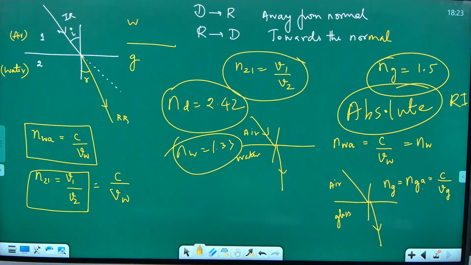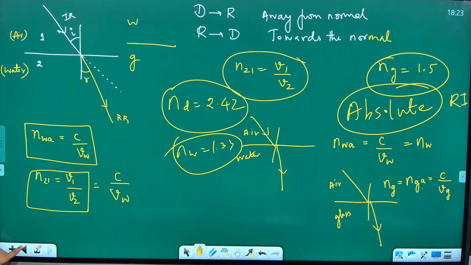Okay, coming back. Please pay attention. I was saying that if the refractive index of a particular medium is given as a value, then that medium is compared with air. But the comparison need not always be with air. It can be between two other mediums also. It can be water and glass, water and diamond, or glass and diamond. At that time, the refractive index becomes relative refractive index.